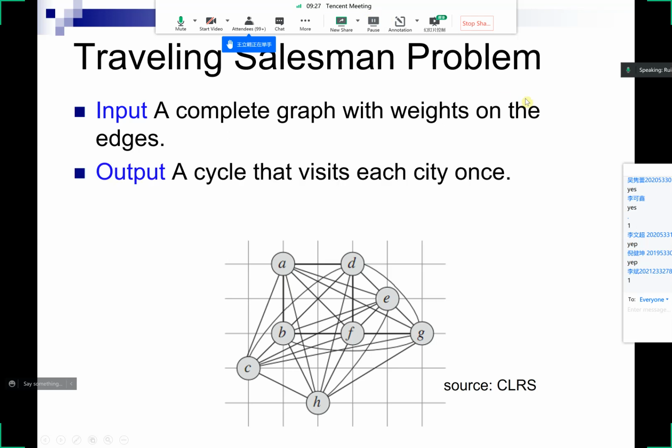Okay, so the first problem we're looking at is this very famous problem called the traveling salesman problem. Sorry, how do I get rid of this? Okay, yeah, it's the traveling salesman problem.